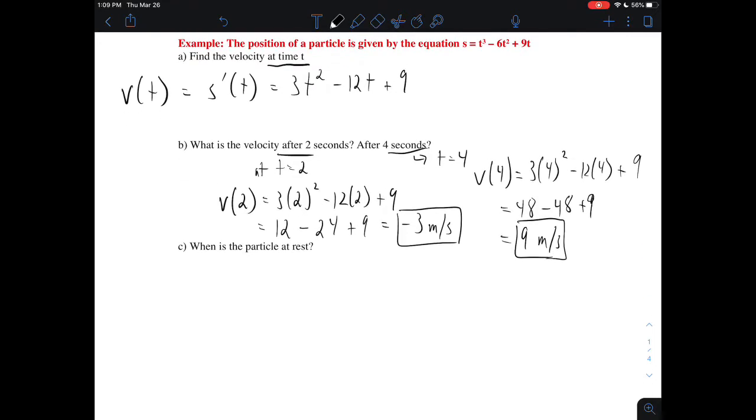All right, part C. When is the particle at rest? If the particle is at rest, it means that the particle is not moving. So what would be the velocity at that point? If it's not moving, then the velocity would be 0.